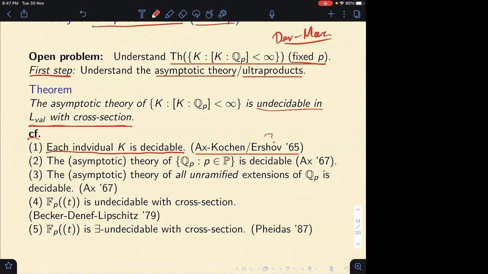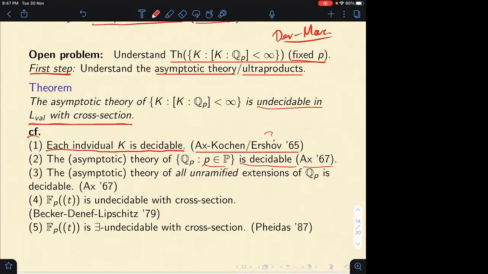The second thing is that if you take the asymptotic theory of all Q_p, but now you allow p to change, then this is decidable. Again, also with a cross-section in the language. This essentially follows from Ax's result on pseudo-finite fields. It's also in the paper, actually. And in the same paper, he proves something for a fixed prime p, where you only consider the unramified extensions. So not all extensions, but only the unramified ones. And again, the asymptotic theory or the full theory, whatever you want, is going to be decidable.